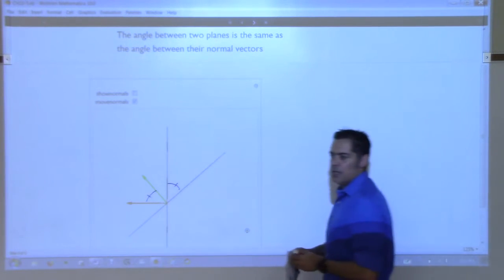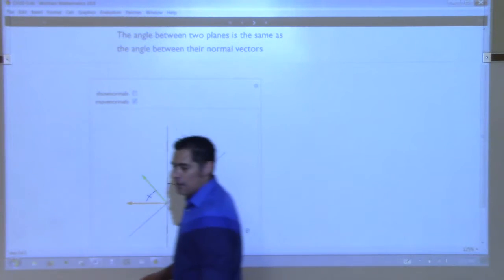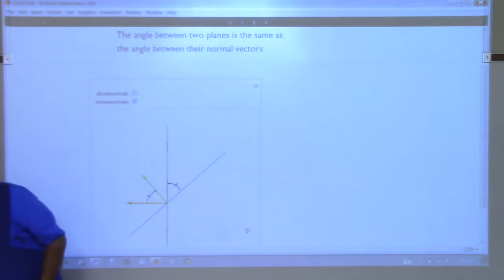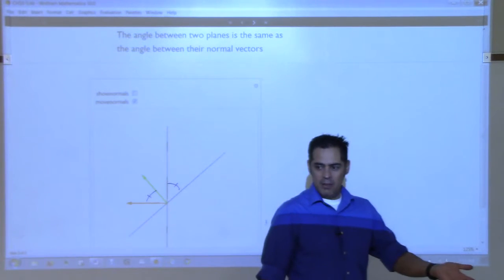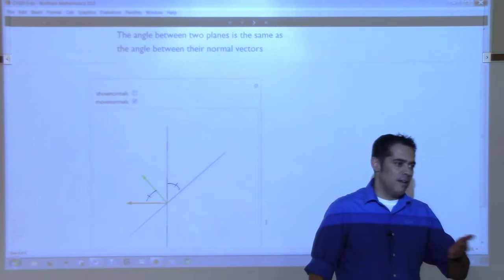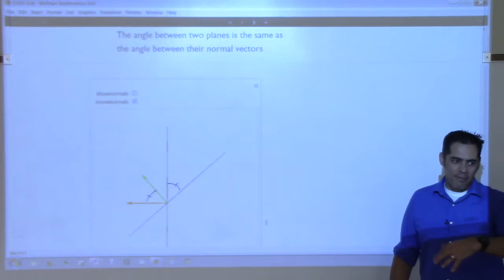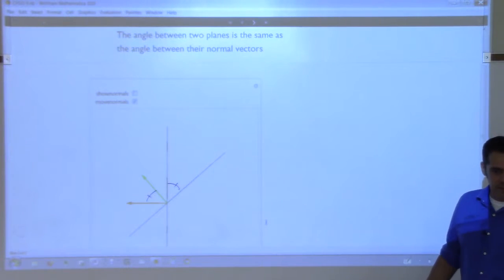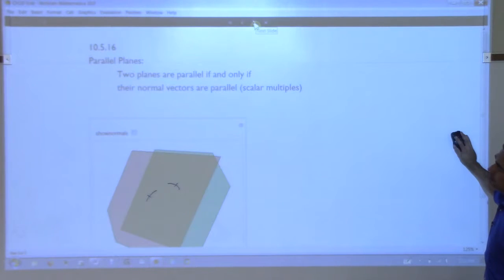Those are the same. So how do you find the angle between two planes? You just find the angle between the two normal vectors. And how do you find the angle between two vectors? That formula from the other class, with the dot product. Okay, so let's do it.